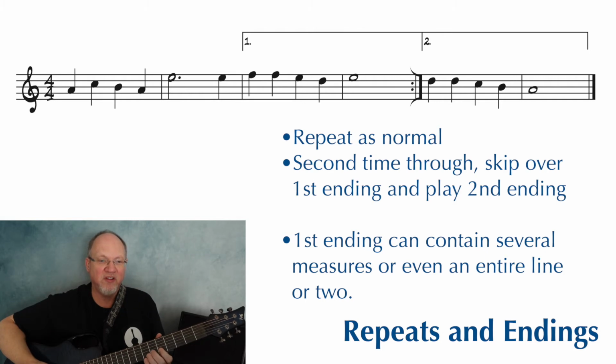Now we're under the first ending here, which is 2 measures. Now we go back to the beginning because there's no forward repeat. And now we jump to the second ending.